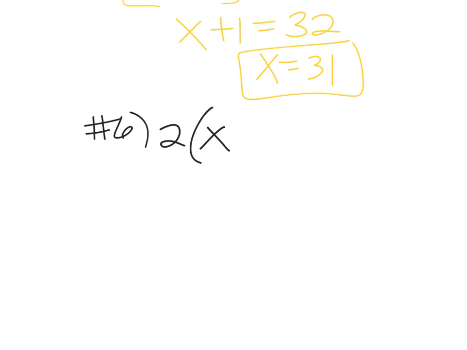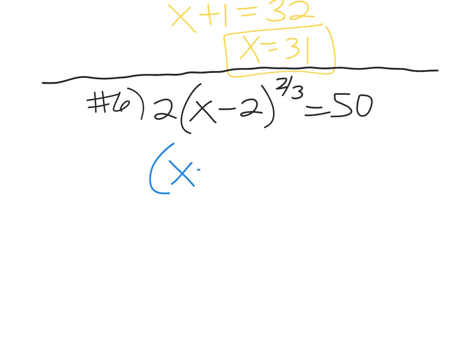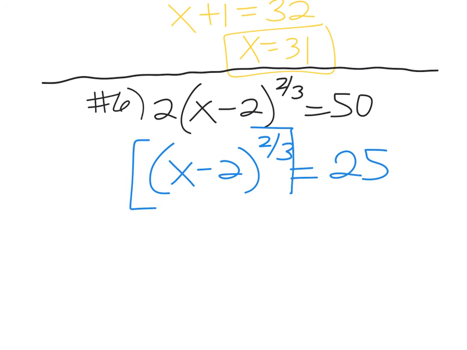It's the last one. Okay, this one's tricky, though. 2 times (x minus 2) to the 2/3 equals 50. Now, this looks like a regular problem, but it's actually a little bit more than regular. It's a little different. I'm going to show you why. Do what you normally do. Divide by 2. You get (x minus 2) to the 2/3 equals 25. Nothing's changed. Raise both sides to the 3/2, and then let's talk.